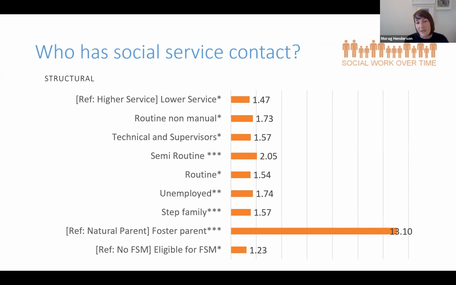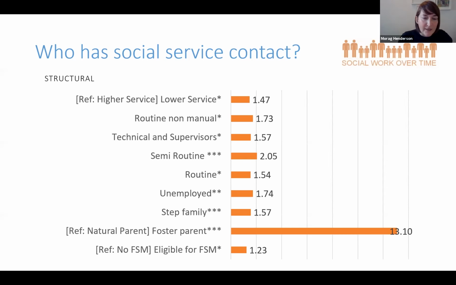So where you see an asterisk, we have more confidence that finding is something that we should pay attention to. So the reference categories are generally in square brackets, although I can see I've forgotten one here, but I'll talk you through these results.